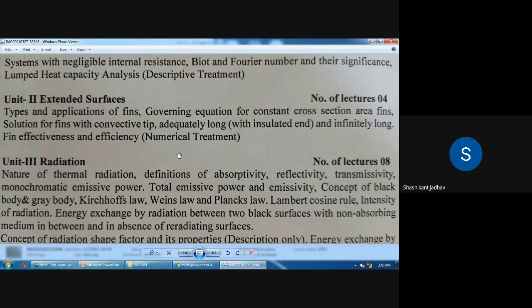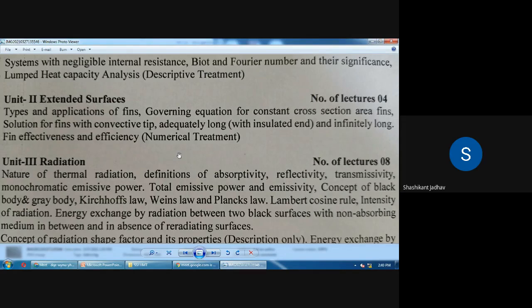Who will tell? From this equation we have to understand in what way we have to improve Q. What is the equation of Q? Q is equal to h into A into delta T. But for the design consideration we have to maintain the same, or constant, temperature difference. So what is another way to improve the heat transfer rate?